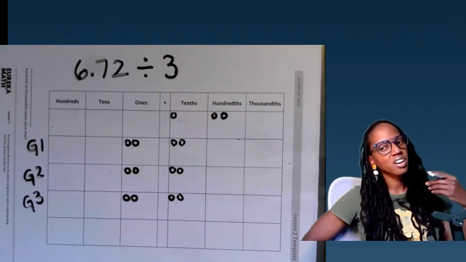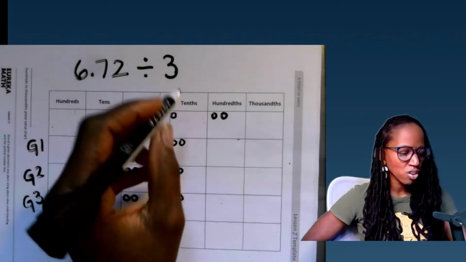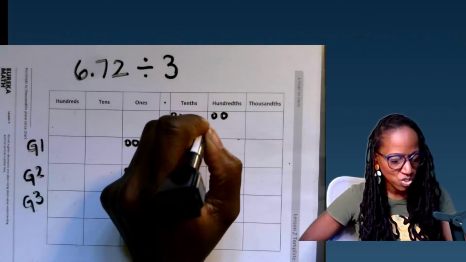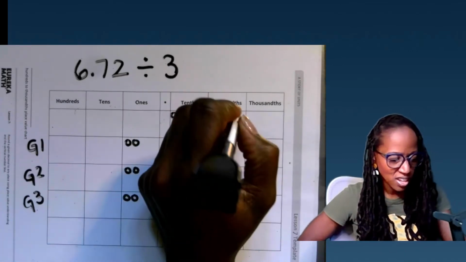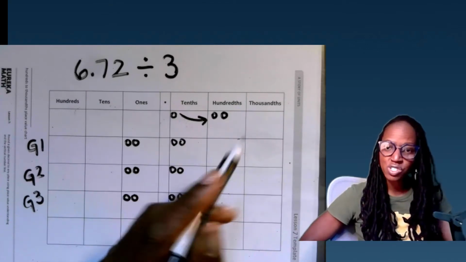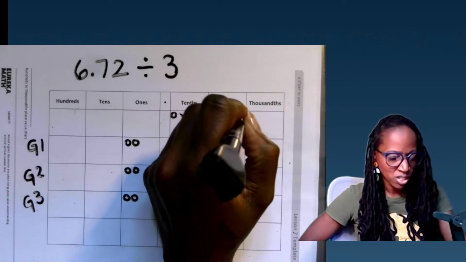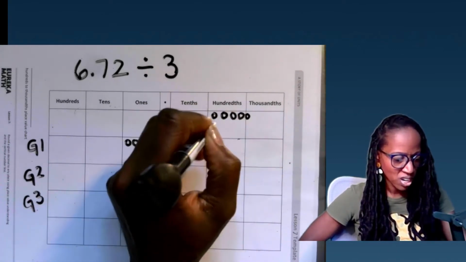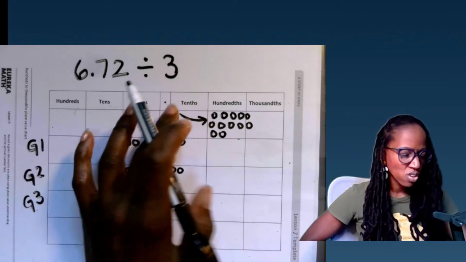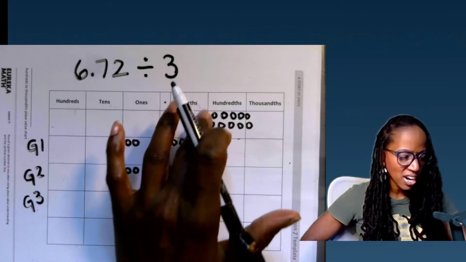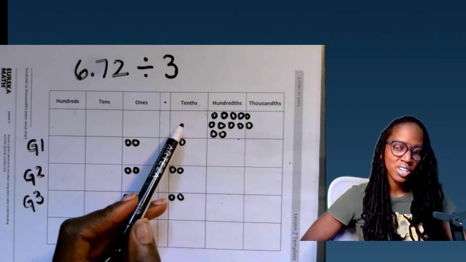Well, just like we did in our example with our $1, we changed our $1 into 10 tenths. Well, I also know that my 10 tenths can change into 10 hundredths. So I'm going to unbundle my 10 tenths and represent them over here as 10 hundredths so that I have enough to put into equal groups of 3. So let's do that. So I have 1, 2, 3, 4, 5, 6, 7, 8, 9, 10. So now I no longer have those 10 tenths because I unbundled them and I basically traded my 1 tenth out for 10 hundredths.